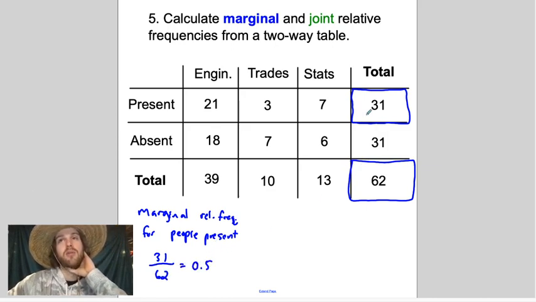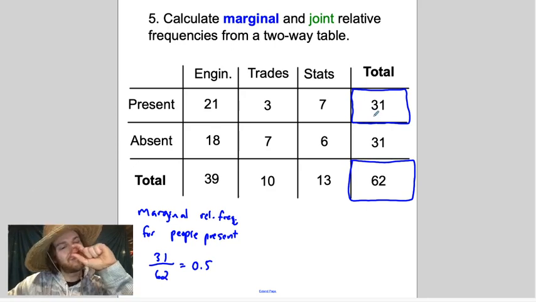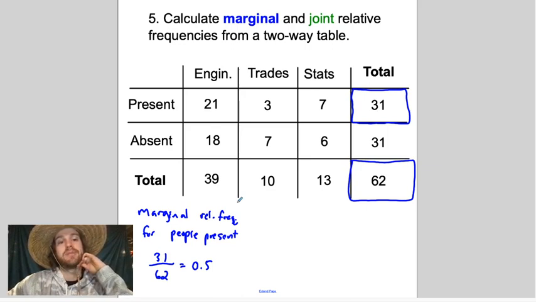Okay, that's marginal relative frequency. You know, I'd like that number to be a little bit higher, maybe 50%, maybe a little higher would be good, but given the circumstances, it's not too horrible. I'd like it to be higher though.